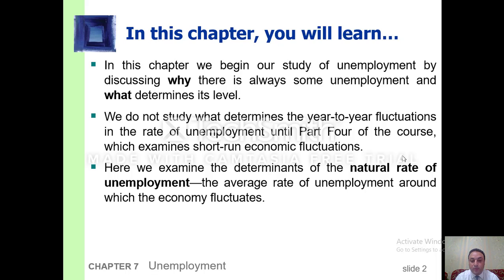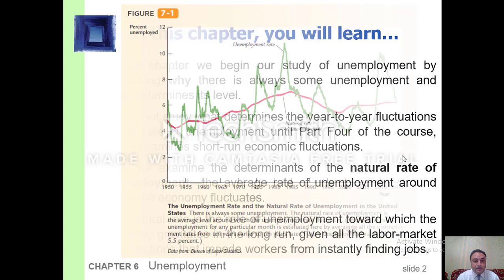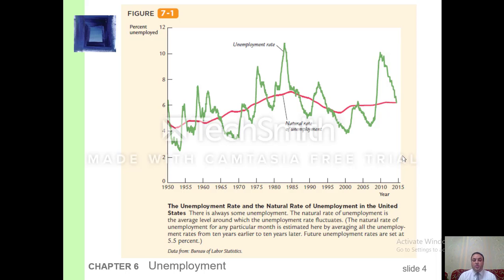The natural rate of unemployment is the average rate of unemployment around which the economy fluctuates. It is the rate of unemployment towards which the economy gravitates in the long run, given all the labor market imperfections that impede workers from instantly finding jobs. We can see here in this chart, in green, the unemployment rate in the short run. You can see many fluctuations, ups and downs. And the red one is the natural rate of unemployment.